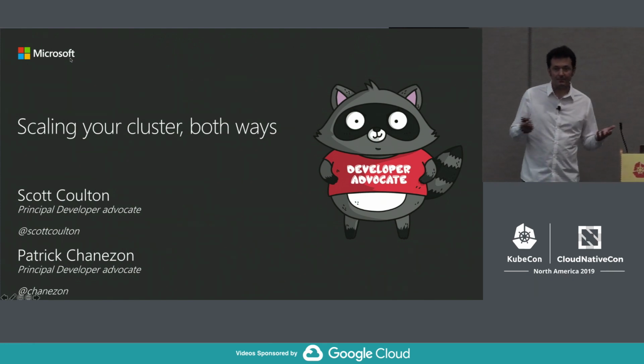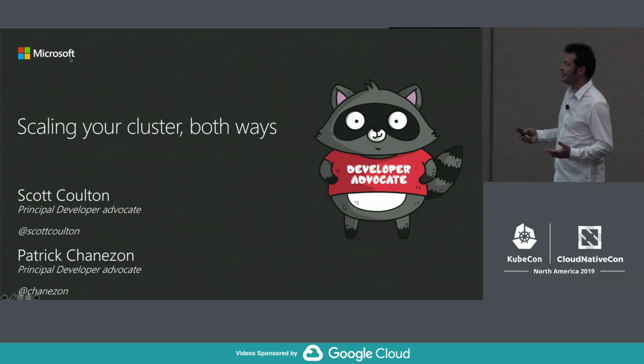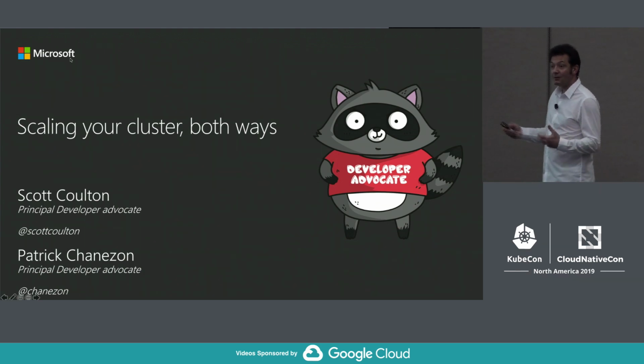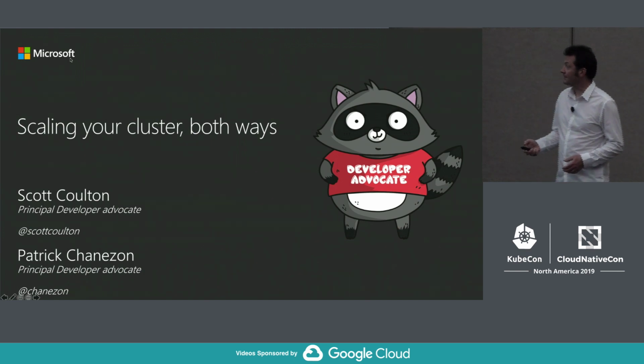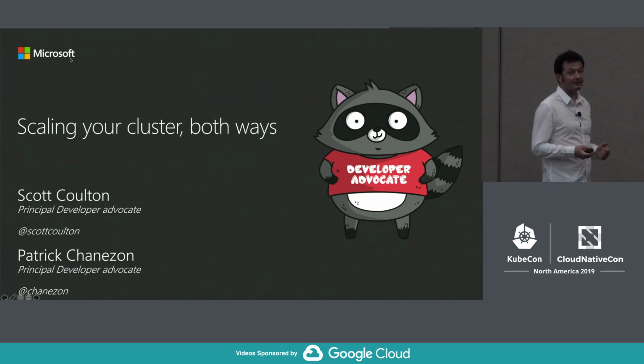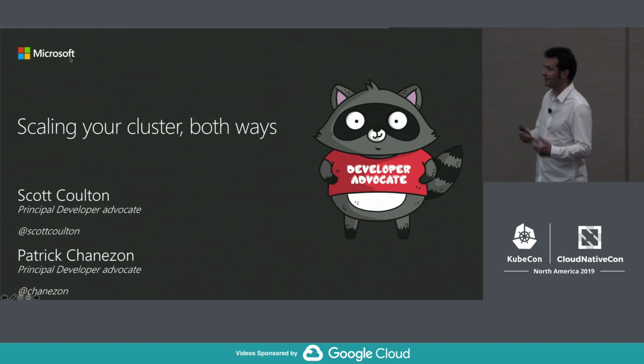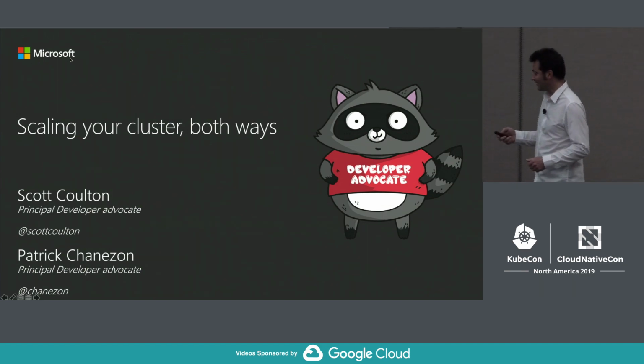First, I'm Patrick Chanezon. I'm a cloud advocate at Microsoft. Initially, we were supposed to do a duo with my colleague, Scott Coulton, who's a cloud advocate at Microsoft as well. But he's based in Australia. There are some fires around Sydney, so he had to stay home. So he won't be there. But I'll show you his code and his demo.